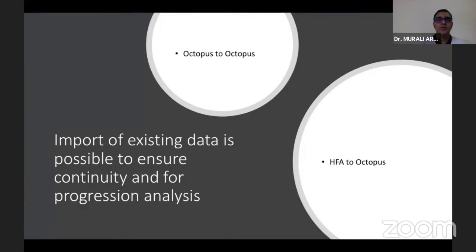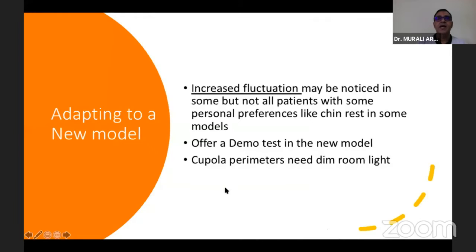When you're switching machines, from Humphrey to Octopus, whatever, I have no financial interest, but if you switch from Humphrey to the Octopus, which in my opinion is a far superior model as far as technology and testing are concerned, you can ensure continuity. But you must be aware that there can be increased fluctuations in some patients, but not all, with personal preferences like chin rest and dim lights and so on.